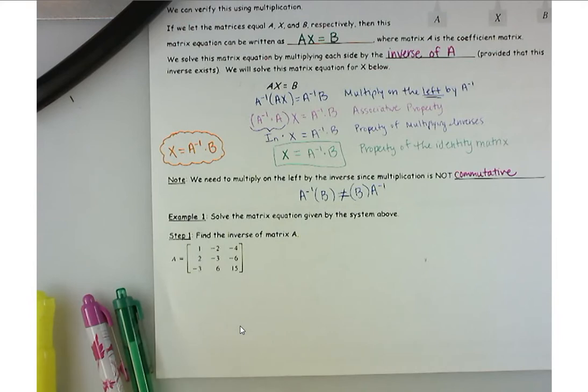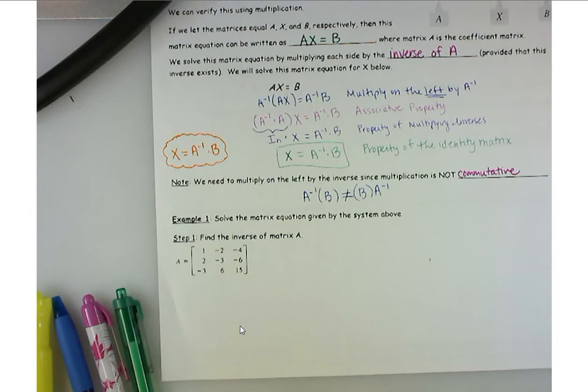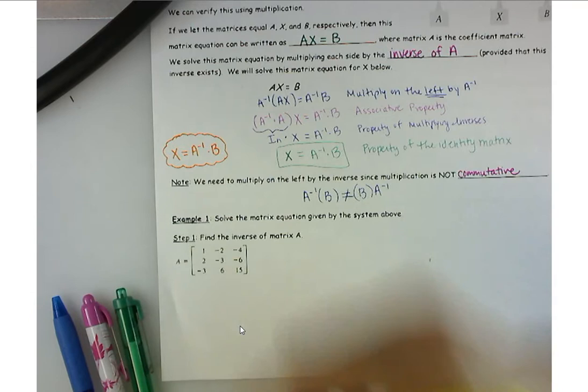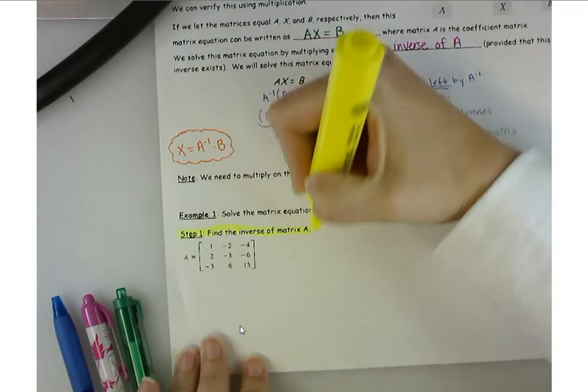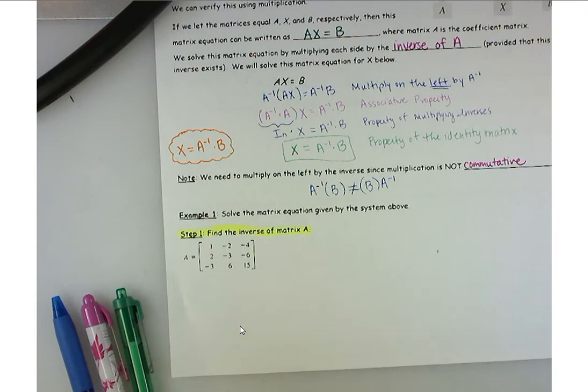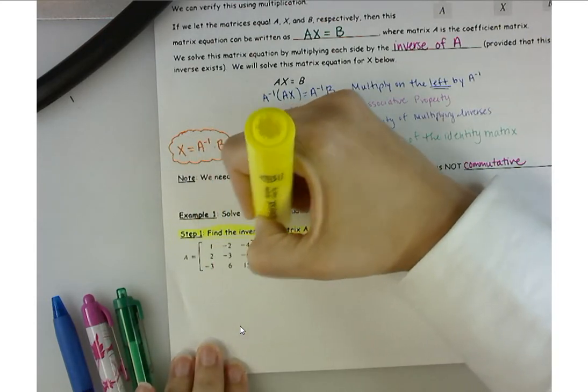So for our first example, we are going to solve the matrix equation given by the system that is above. And for step 1, we're going to find the inverse of matrix A, which is exactly what we did yesterday. So whenever we're finding the inverse, what's the first thing we do?